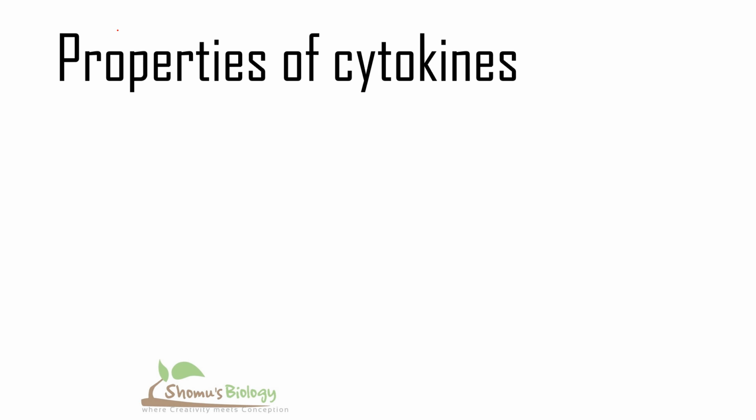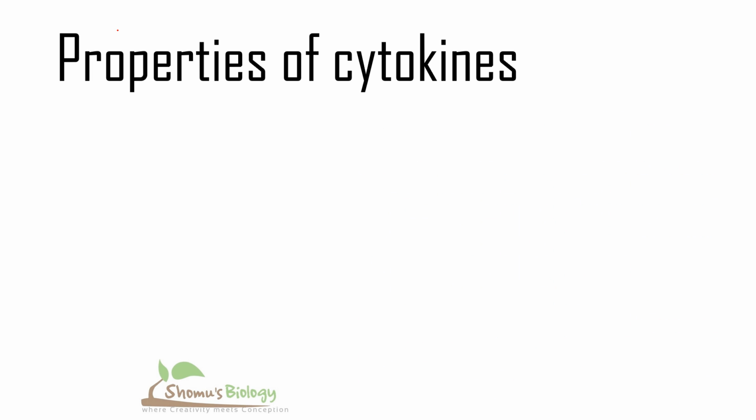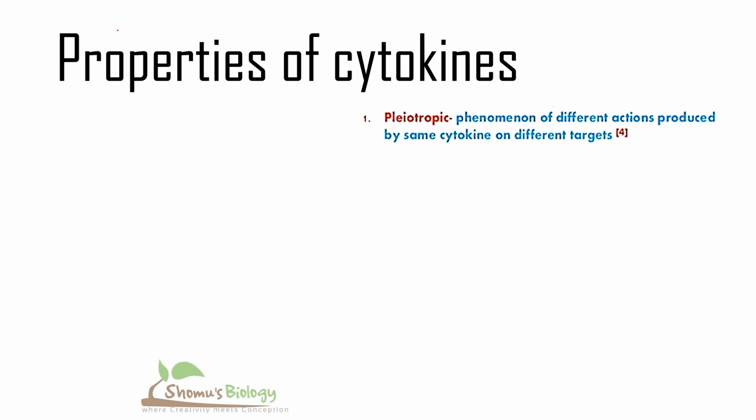So now let's move to the properties of cytokines. There are many different properties, but two of the very important properties of cytokines are, one is the pleiotropic nature, a phenomenon of different actions produced by the same cytokine in different targets. So one cytokine released from a secretory cell, acting on different target cells, and as it's acting on the different target cells, the impact will be different in all the different target cells. That is known as pleiotropy.